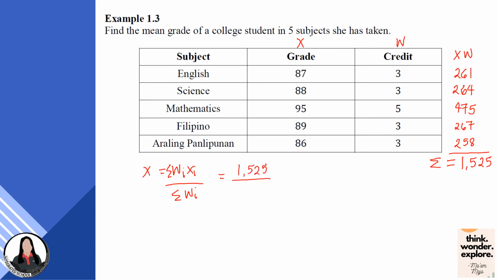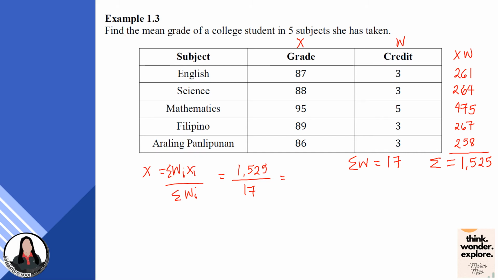However, for us to get the value of the summation of w sub I or simply the summation of w, i-add lang natin tong weight na nakaatang sa bawat values ng x. So, we have 3 plus 3 plus 5 plus 3 plus 3. Okay? So, we have 17 here. So, yung summation ng w, that is 17. So, lagyan natin dito 17.